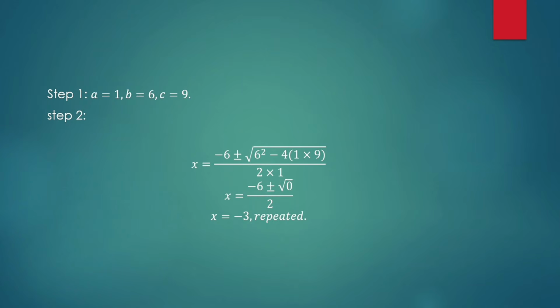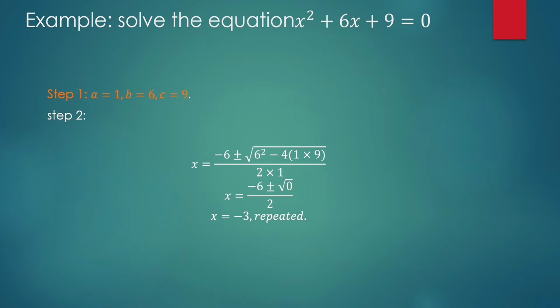So the next part, we are going to look at the example. Solve the quadratic equation x squared plus 6x plus 9 is equal to 0. For step 1, it's a matter of identifying the coefficients of x squared and x and the constant c. For step 2, substitute as we said previously.